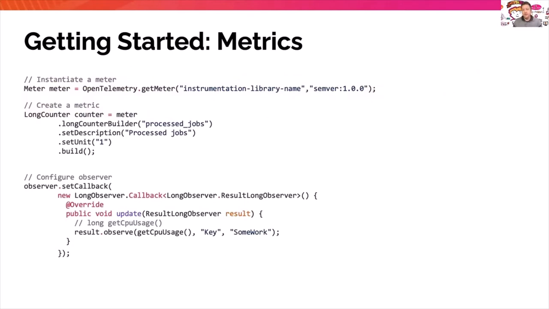Now, same is true with metrics. Very easy to implement. Today, the auto instrumentation doesn't exist, but the implementation is not difficult. So you instantiate the meter. Within the meter, you're going to define your units of measurement, and then you're going to create an observer to get that data out of your logs.